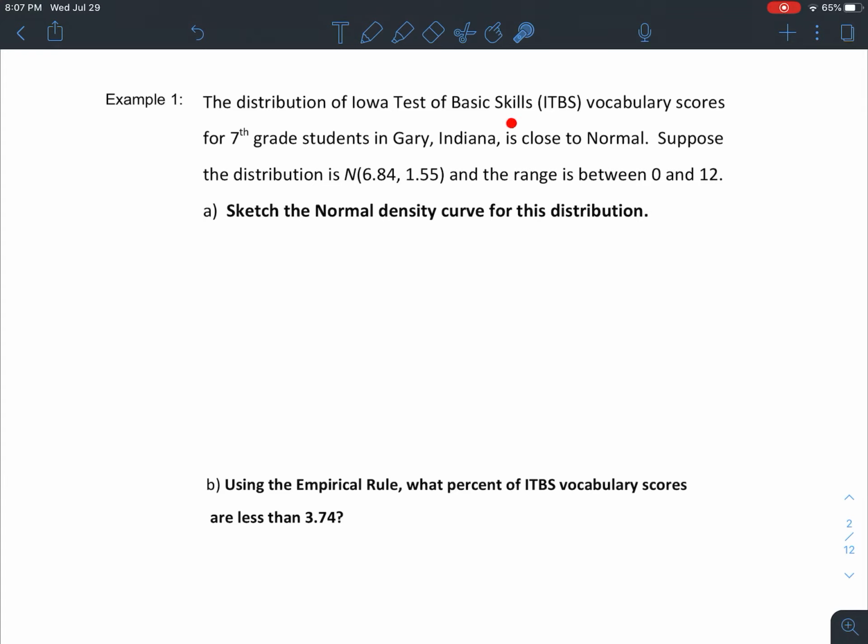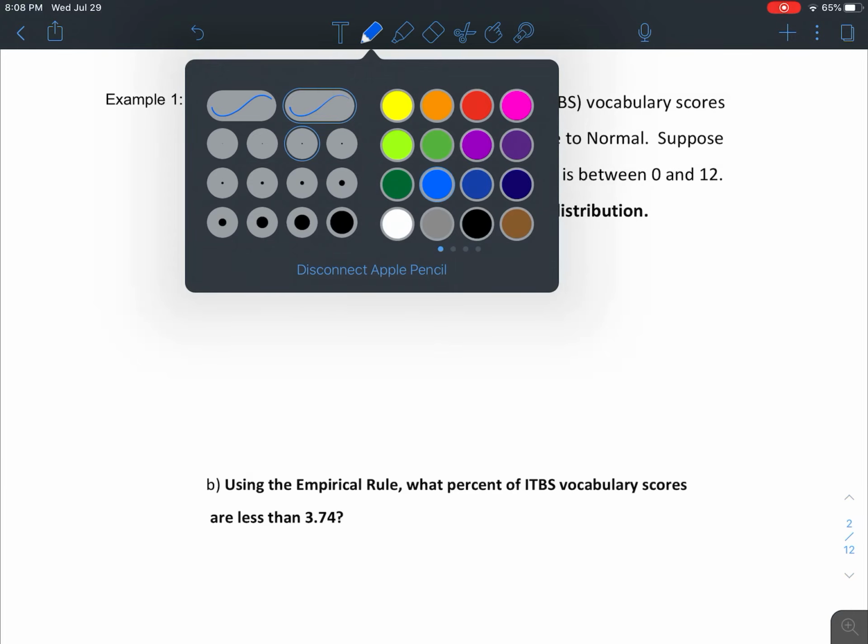This says the distribution of the Iowa Test of Basic Skills, known as ITBS vocabulary scores, for 7th grade students in Garaway, Indiana, is close to normal. Suppose the distribution is, and then they use this notation. Of course, we know that they're telling us the shape is normal. The average vocabulary score is 6.84 for the group, and the typical spread is 1.55. It says here the range is between 0 and 12, and they're asking us to sketch a normal density distribution.